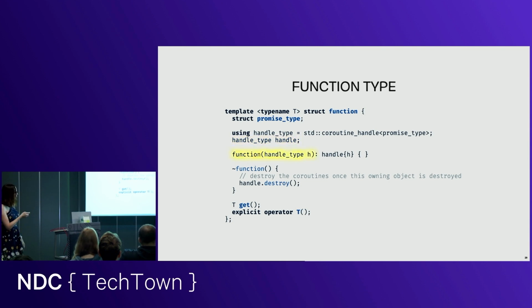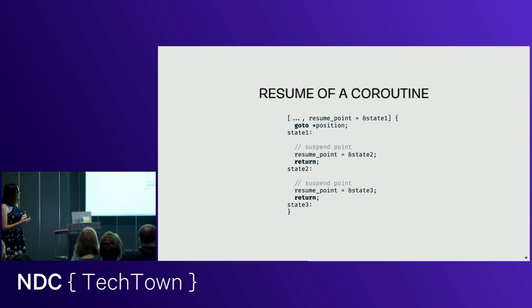There is a constructor which will take the handle and just store it. There is a destructor which will destroy the handle. And at the end, you can access the result value from the coroutine, or you can also use a cast to the same type if you just assign int a equals function call, so you can actually use it as a function call. So how does suspension work?